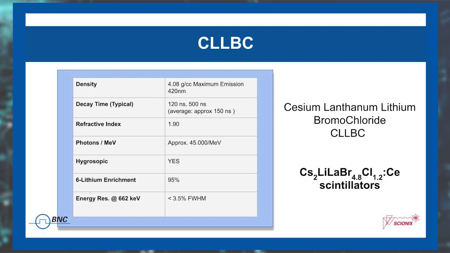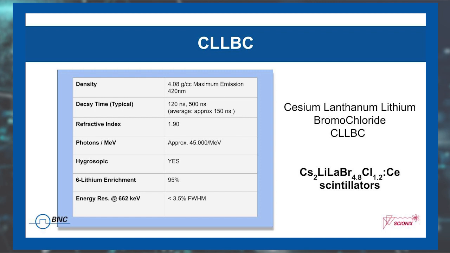And this brings us to our last, most recent development on high-resolution crystals with neutron capability: cesium, lanthanum, lithium, bromochloride, CLLBC. It's a mouthful. Quite nice density of 4.8. It's a fast scintillator, very bright, almost the same brightness as sodium iodide actually. It is hygroscopic, but that's not the main issue. It has lithium enrichment, and actually we can reach a very good energy resolution there, less than 3.5% full width half maximum at 662 keV.